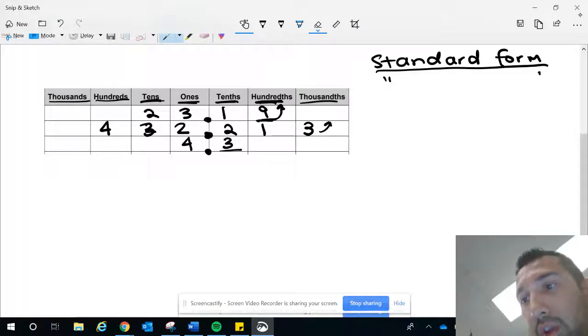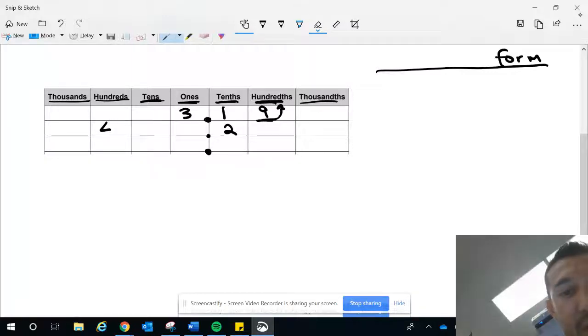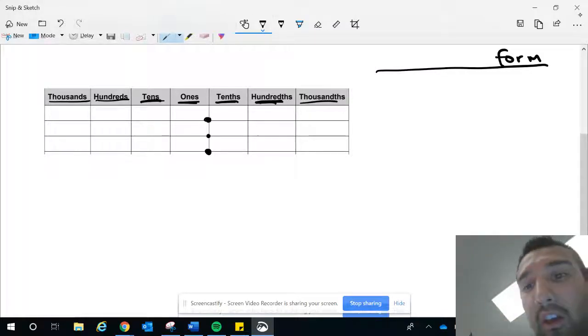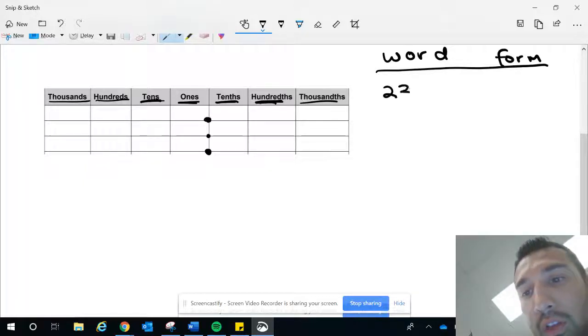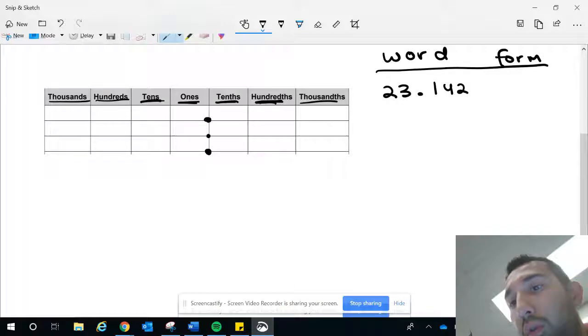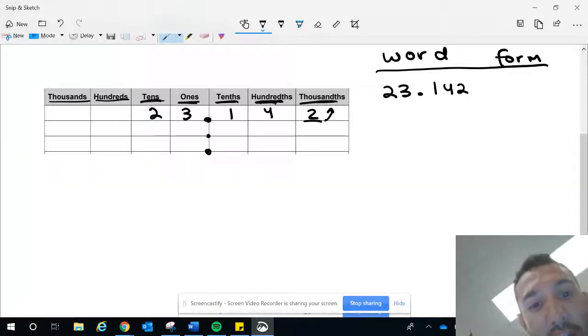I'm going to erase this. Let's go to word form, which I think is not difficult if you say it correctly. If you say it correctly, you can write it correctly. So let's look at 23 and 142 thousandths. If I want to put this on my place value chart, I can. The 2 lands in the thousandths spot, so I say 142 thousandths. Now I just have to write it.